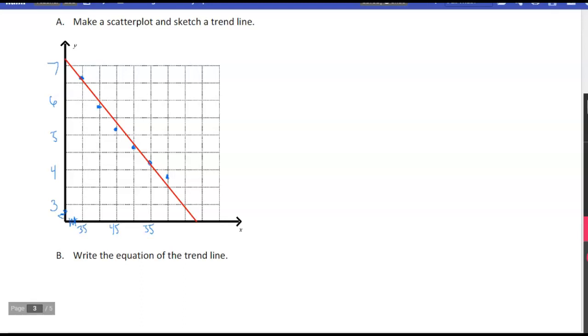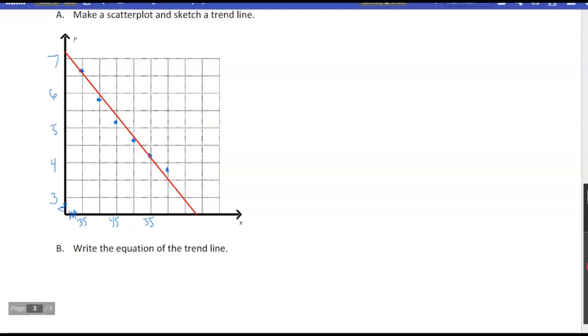It says write an equation of the trend line. So in this case, I'm trying to find some points that work. I could use this one here. So I'm going to change this color to red. I could use that point there. That is 40, 6. And then I could use this point here, which is 60, 3.5. You gotta be careful, these go down by 0.5.